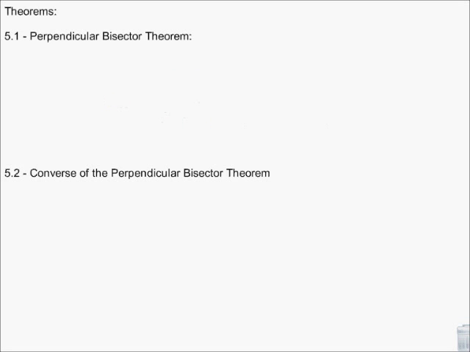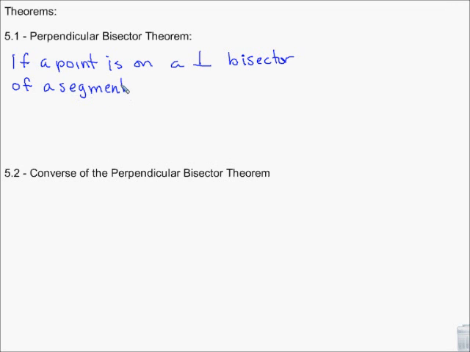The first one is the perpendicular bisector theorem, which tells me that if a point is on a perpendicular bisector of a segment, then it is equidistant from the endpoints of the segment. Oops, distance has an I in it.